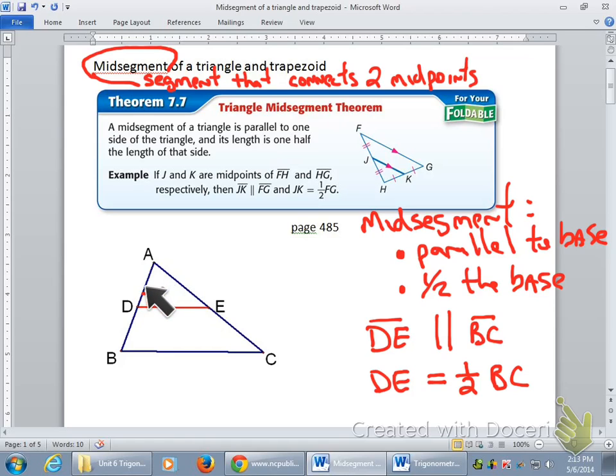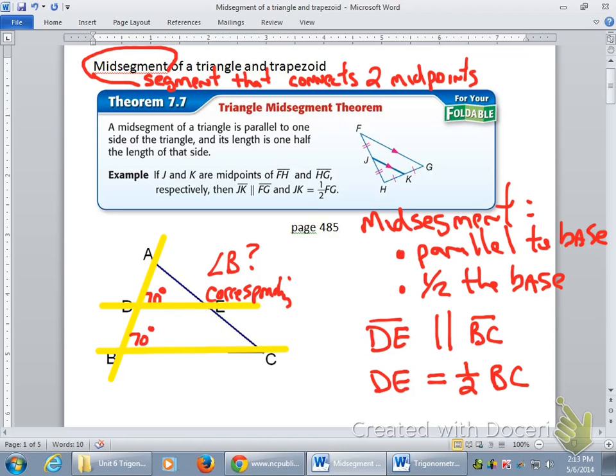Alright, if we pretend for a minute that ADE is 70 degrees and DE is a midsegment, can you tell me angle B? Alright, you're right. Angle B, if you look, remember that the midsegment is parallel, and AB becomes a transversal, and now do you recognize those types of angles? Those types of angles are called corresponding. And what's true about corresponding angles? They're equal. So if that's 70, this is also 70.